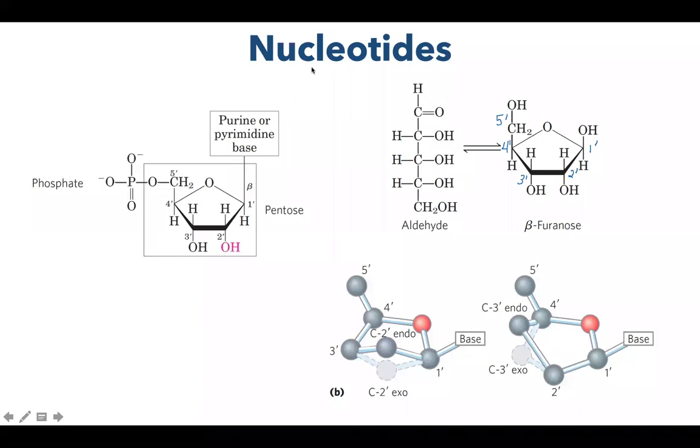Take note that this interconversion doesn't take place if the beta furanose becomes part of your nucleotide. So if this becomes part of a nucleotide, then we don't expect this to open into the straight chain form.